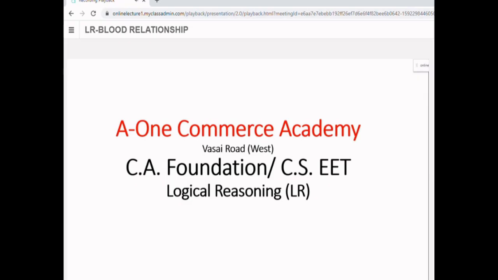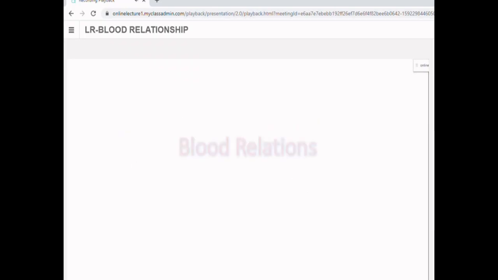Let's start with what is called blurred relation. It's for both CA as well as CS. For CA foundation, it's the last topic. For CS, I'll be having a few more sessions with you. For CA, the first topic was series, along with coding, decoding, and odd man out. There was one topic called directions. Then there's a topic called syllogism. Then yesterday, what we did is sitting arrangement. One lecture, it got over.